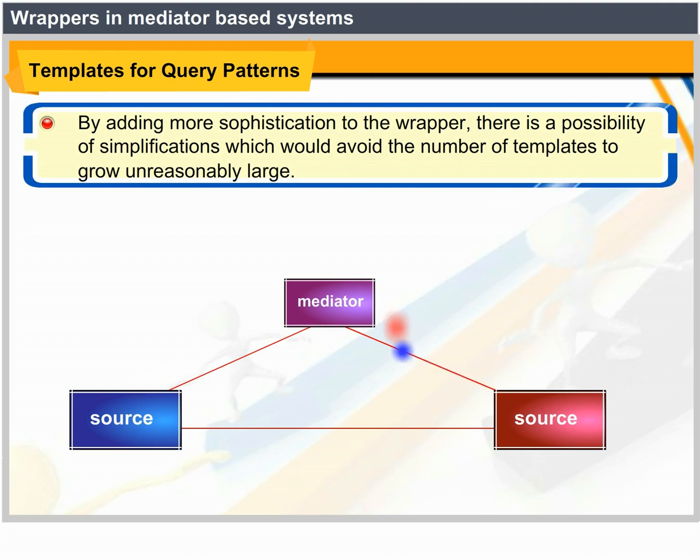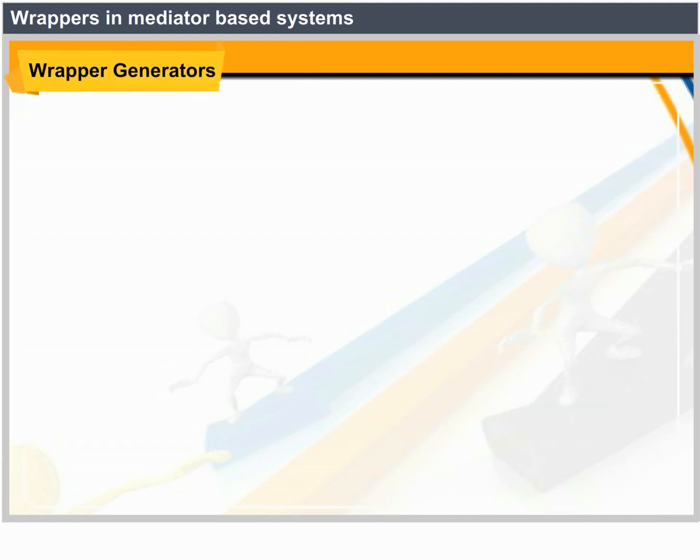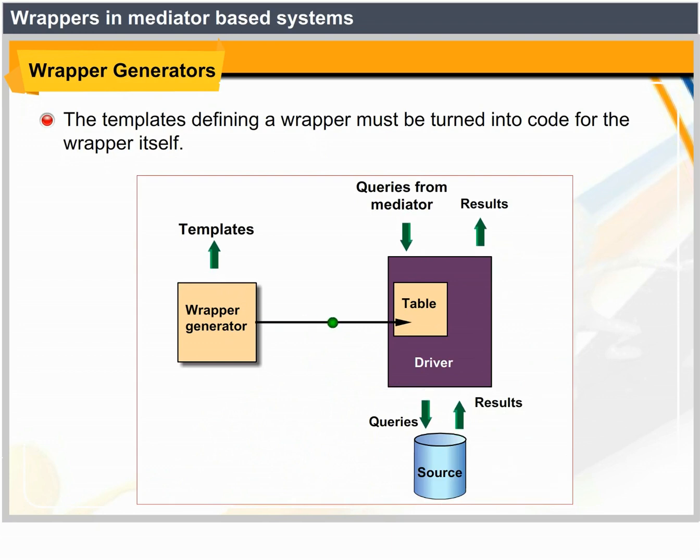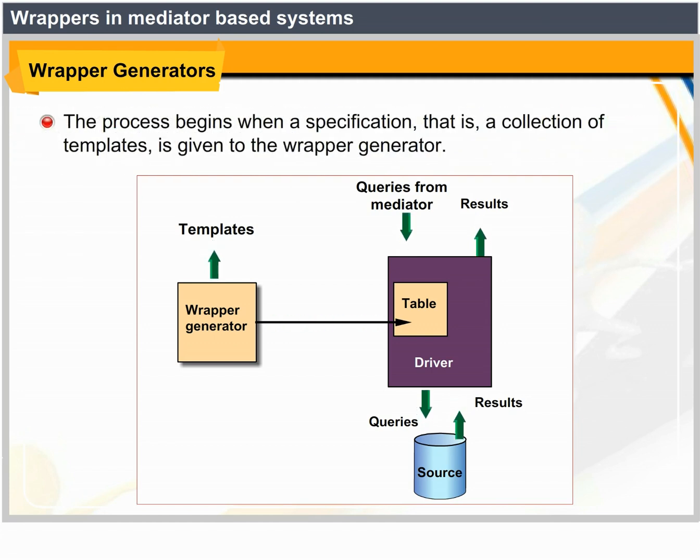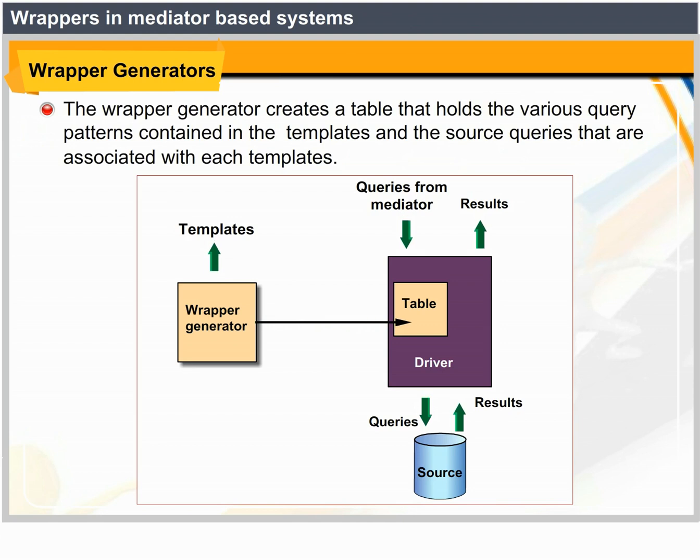Wrapper generators. The templates defining a wrapper must be turned into code for the wrapper itself. The software that creates the wrapper is called a wrapper generator. It is similar in spirit to the parser generators, for example YACC, that produce components of a compiler from high-level specifications. The process begins when a specification, that is, a collection of templates, is given to the wrapper generator. The wrapper generator creates a table that holds the various query patterns contained in the templates and the source queries that are associated with each.